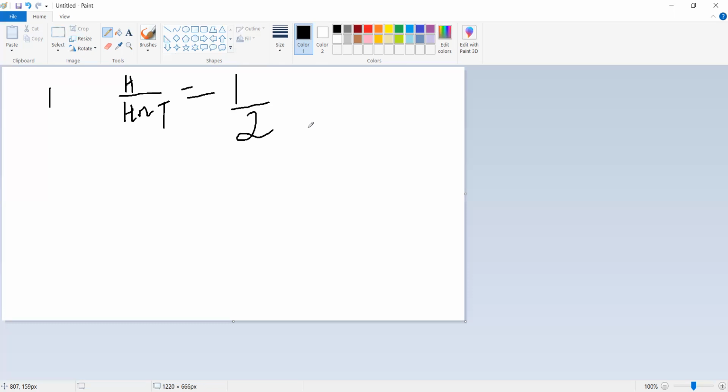I need 2 heads. Given that the first one is tail, what is the probability of getting 2 heads now?